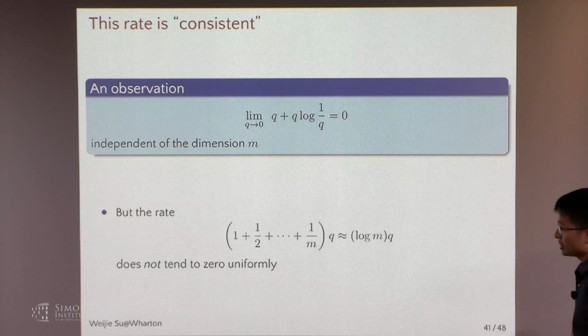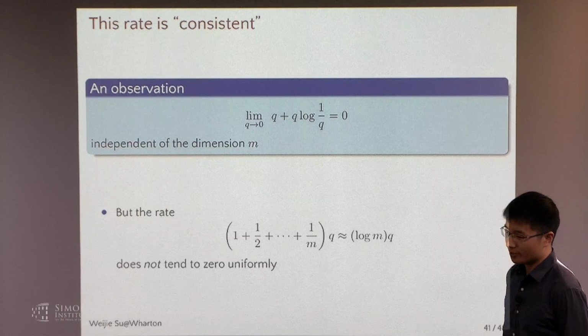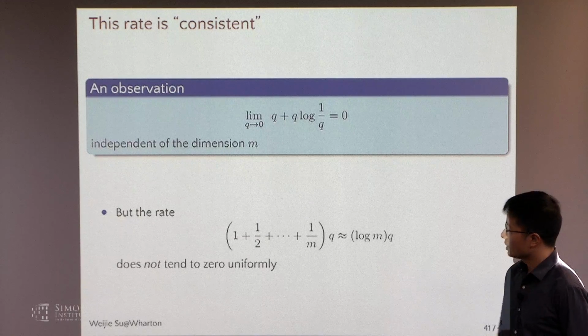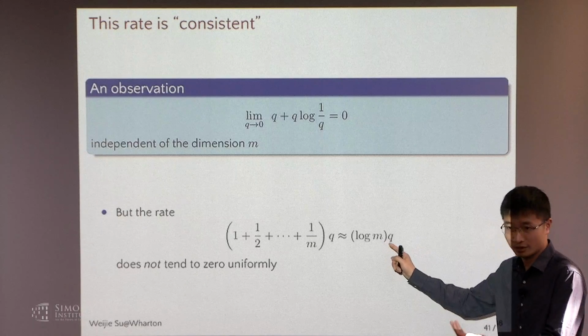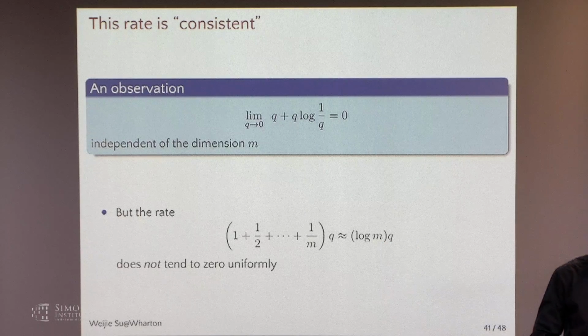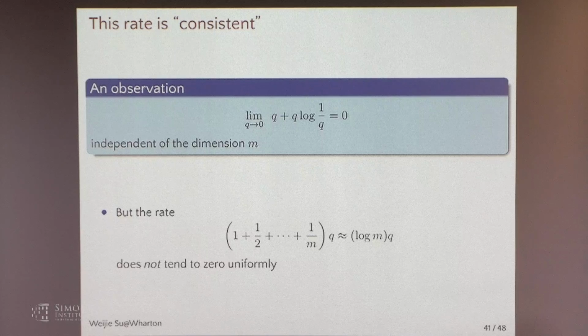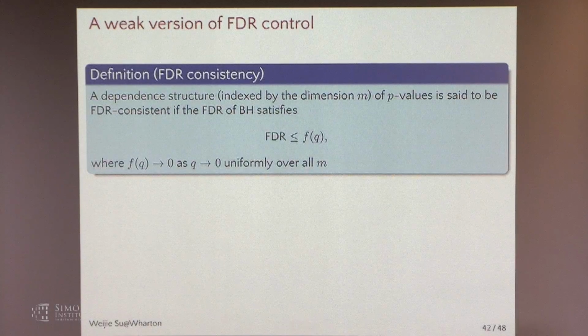However, in the worst case, in the worst dependent structure, the level is log n times Q. If you let Q be 0, it will still tend to 0, but it depends on the dimension. It's not uniform over the dimension. Here we propose a new notion of FDR.